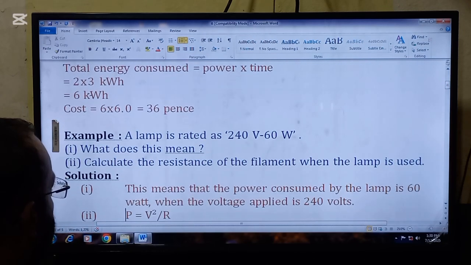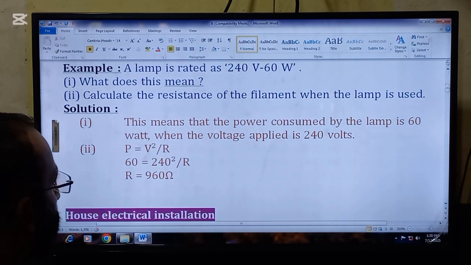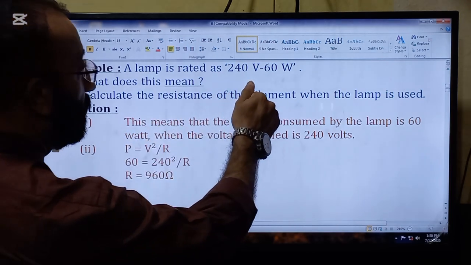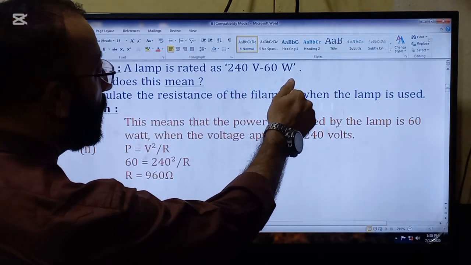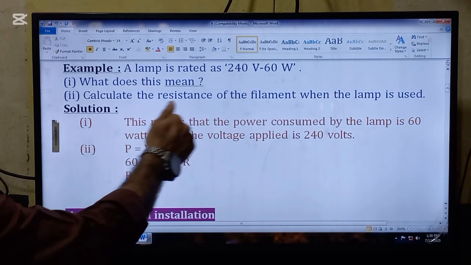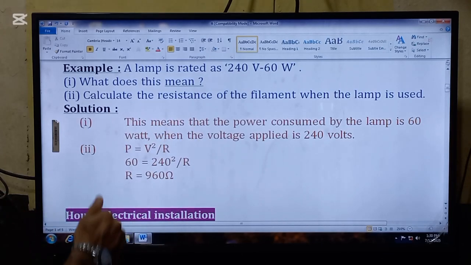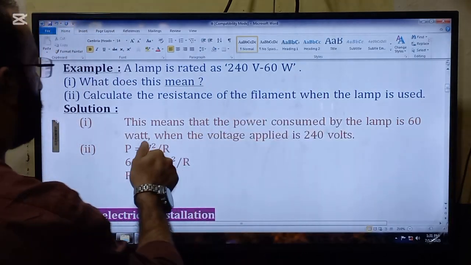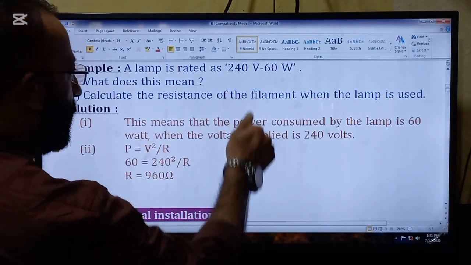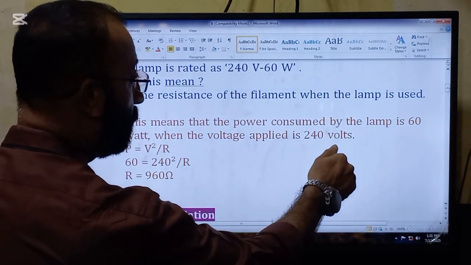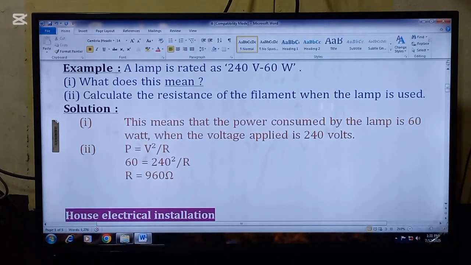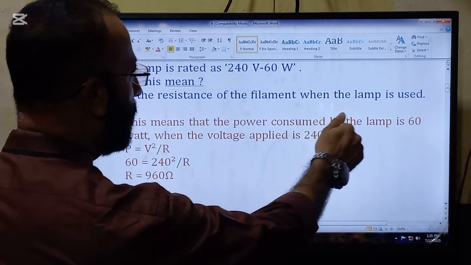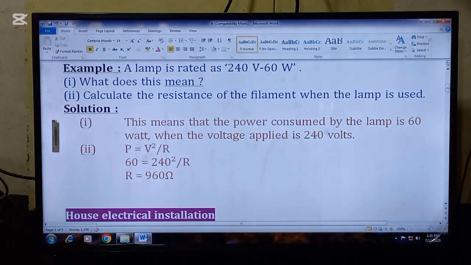Here is another question that will make your concepts even more clear. A lamp is rated at 240 volt, 60 watt. What does this mean? This means that the power consumed by the lamp is 60 watt when the voltage is 240 volt. The second part is to calculate the resistance of the filament when the lamp is used.